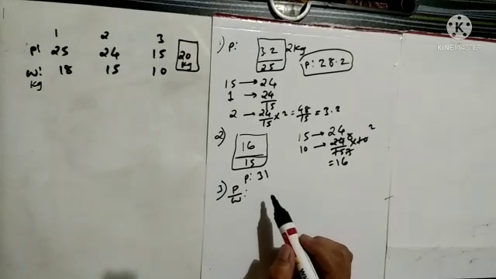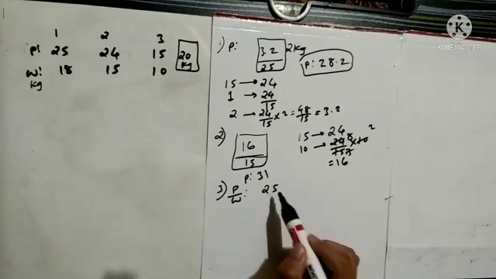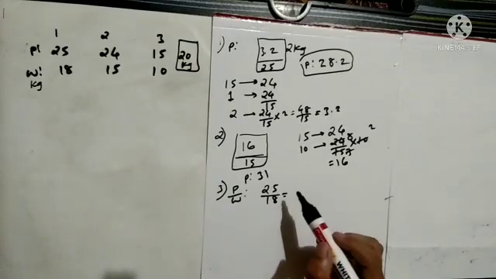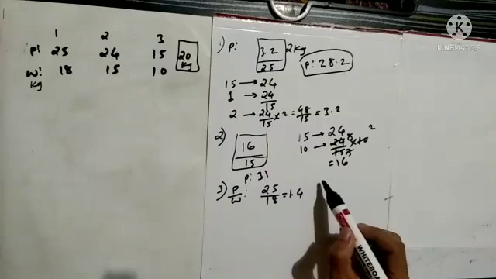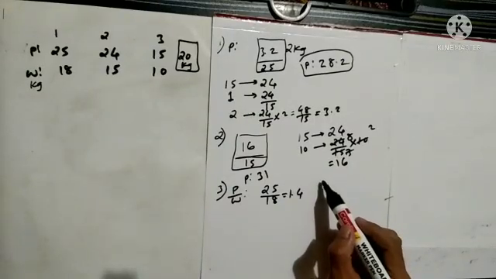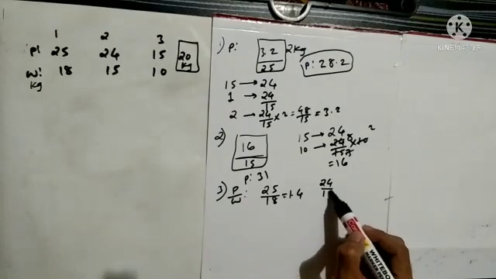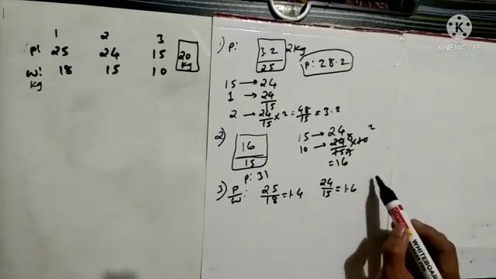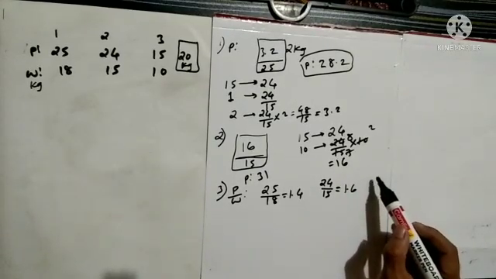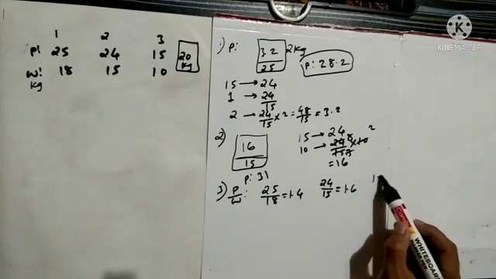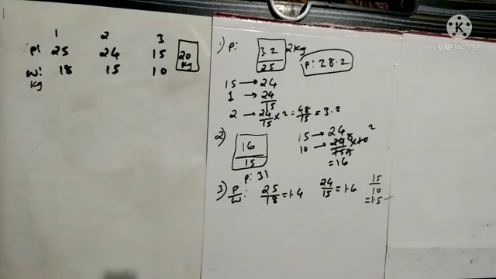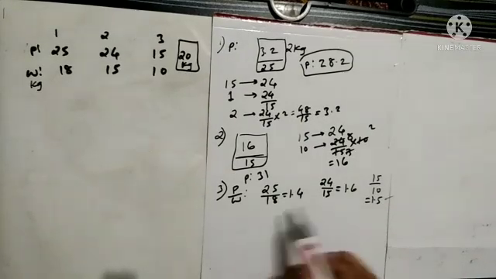So here for the first object we have a profit of rupees 25 and weight is 18. If you compute 25 by 18, you get 1.4. Now for the second item, the P by W ratio is 24 by 15, which is 1.6. For the third item we have a profit of 15 and a weight of 10, that is 1.5.